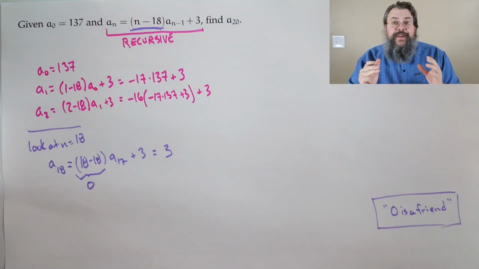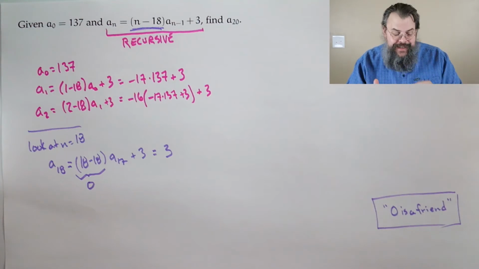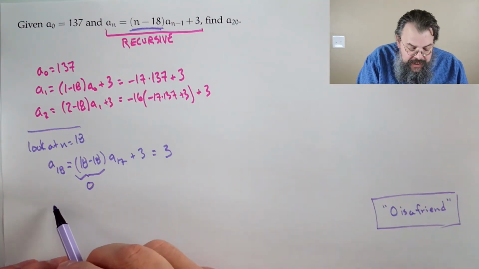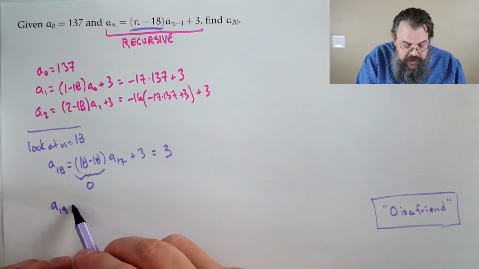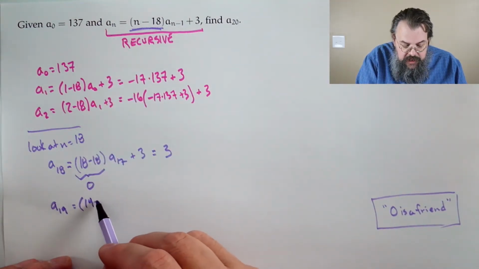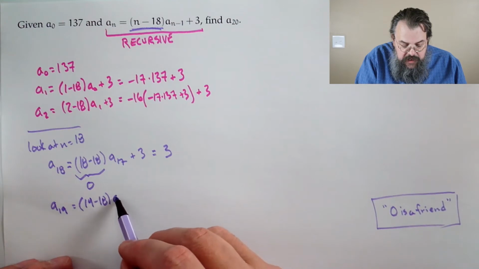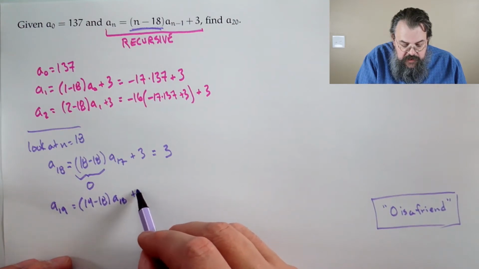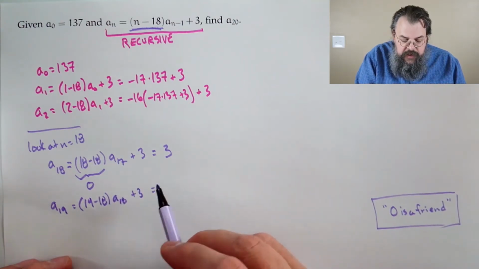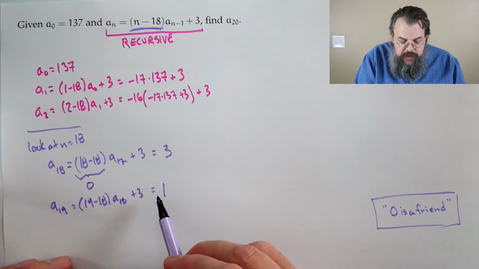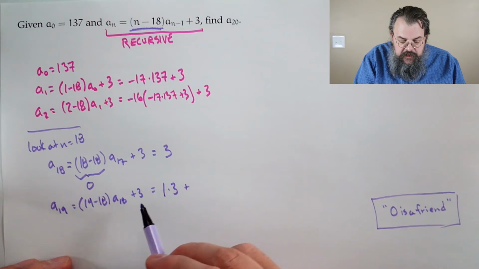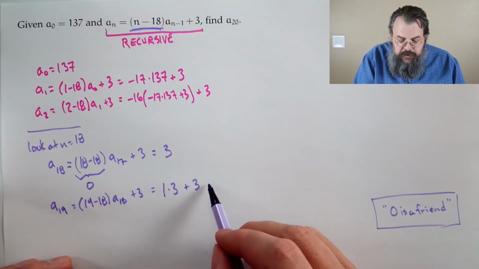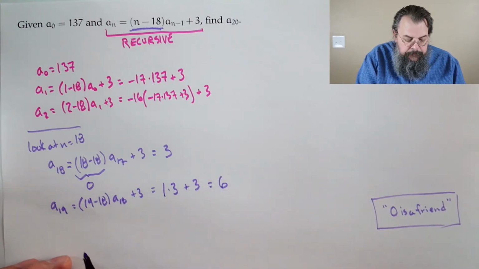And the nice thing about 18, we're close to 20. All right, so what about A19? Okay, so n equals 19. That would be 19 minus 18 times A18 plus 3. Well, 19 minus 18 is 1. And then we're going to times it by the previous term, 3. And we're going to add to that 3. So 3 plus 3, 6.